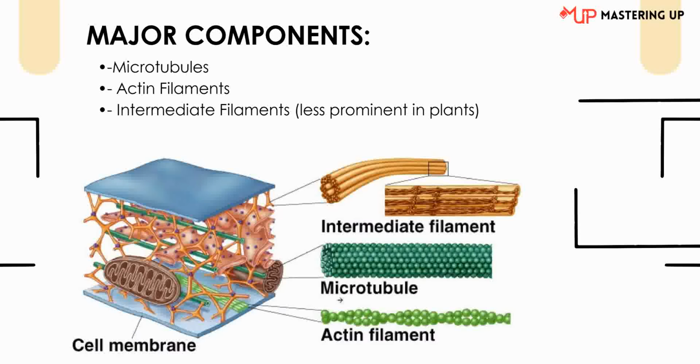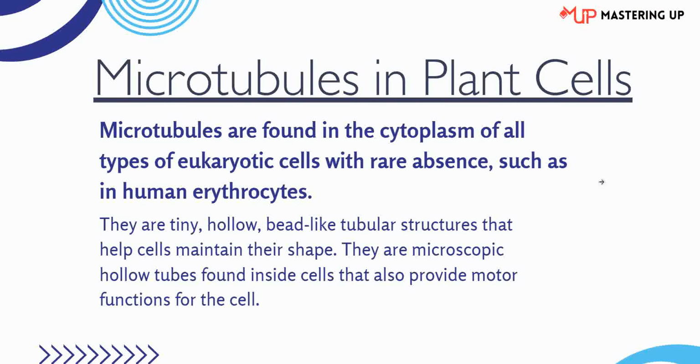And then the third one is intermediate filaments. Although they are less prominent in plant cells, they provide mechanical support in some cases. So together these three components create an integrated system that drives both structure and function in the cell. So now let's take a closer look at each of these components in detail. Move on to the next slide.